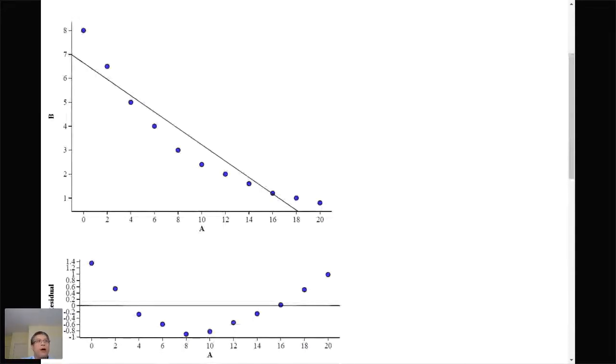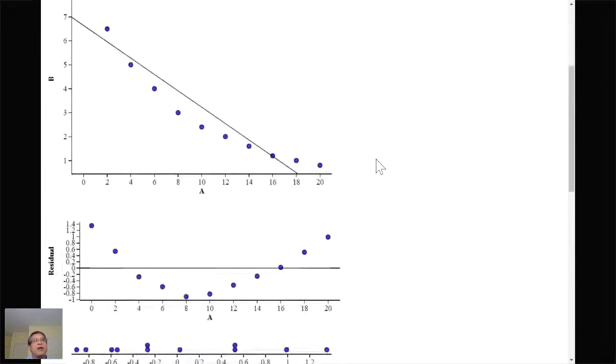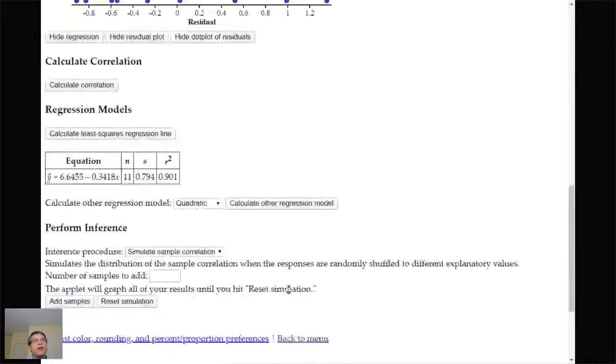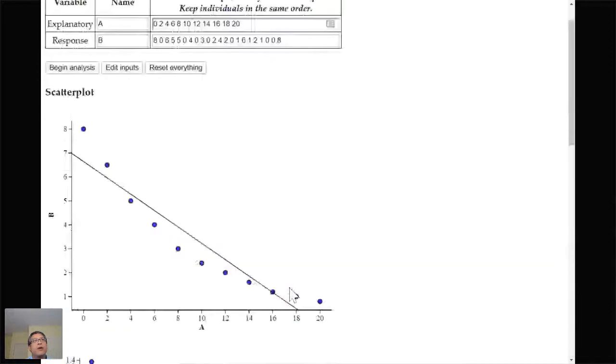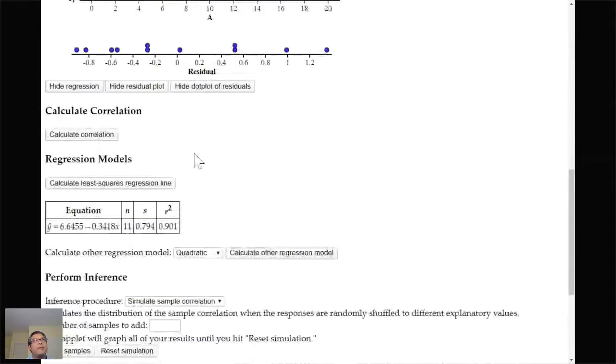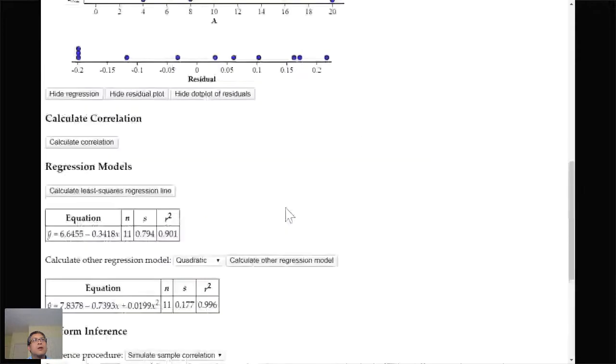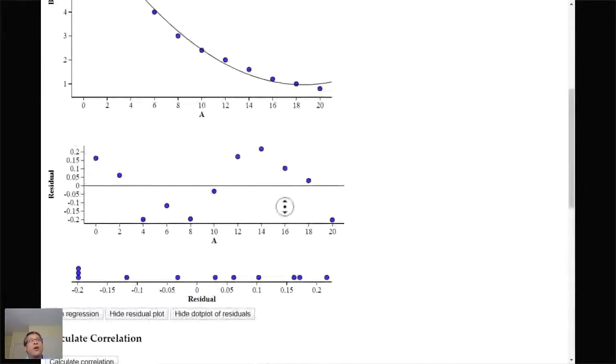We might try other kinds of transformations. Okay. So let's say that we thought, well, this looks to me like maybe it's a quadratic model. And you can see the residual plot still has weirdness going on with it, and has kind of a wavy pattern to it. This could be a good model. Okay, and so really, here's another try.